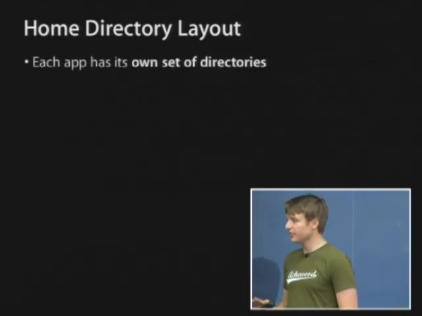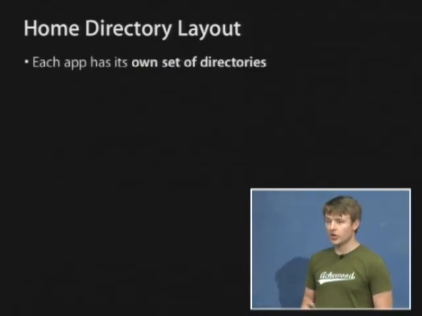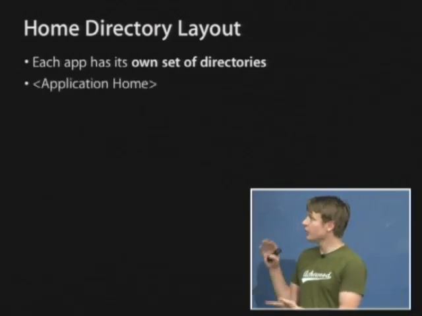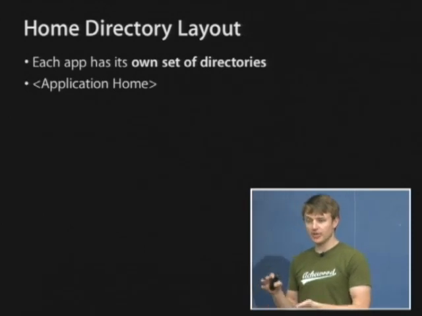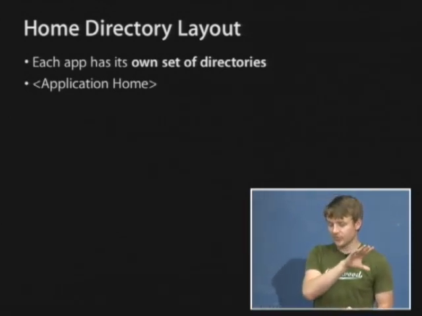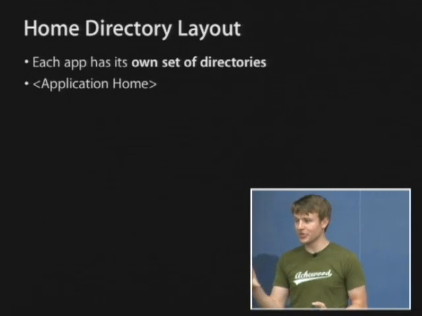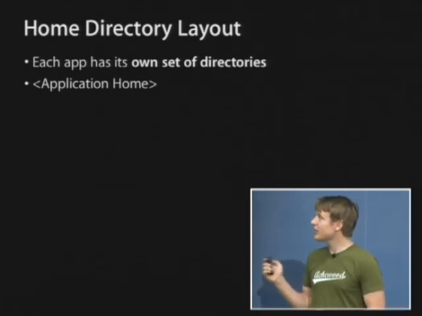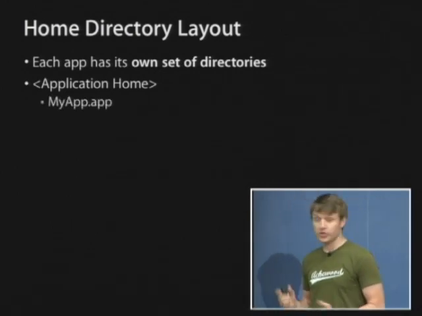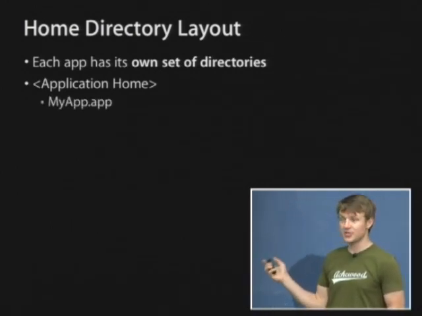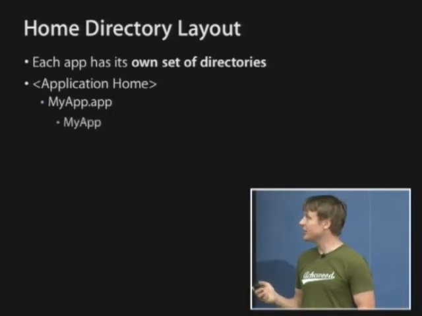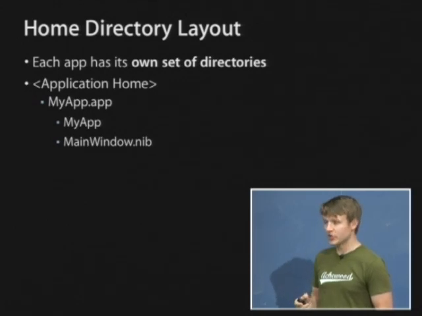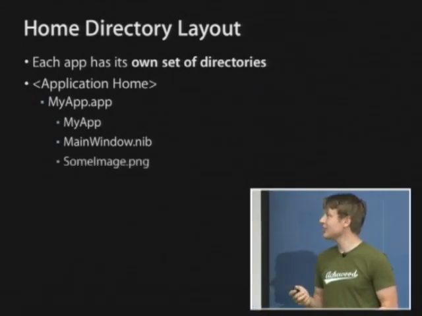There's not really magic here. Basically, each app has its own set of directories for things like documents and caches. There will be a directory at the very top level, which has a very conveniently named universally unique identifier, a big gibberish string, and within that directory, you're going to have your app. And as we mentioned, applications themselves are actually directories. That app will contain your app binary. It'll maybe contain some nibs and other resources along those lines. It might contain some images.